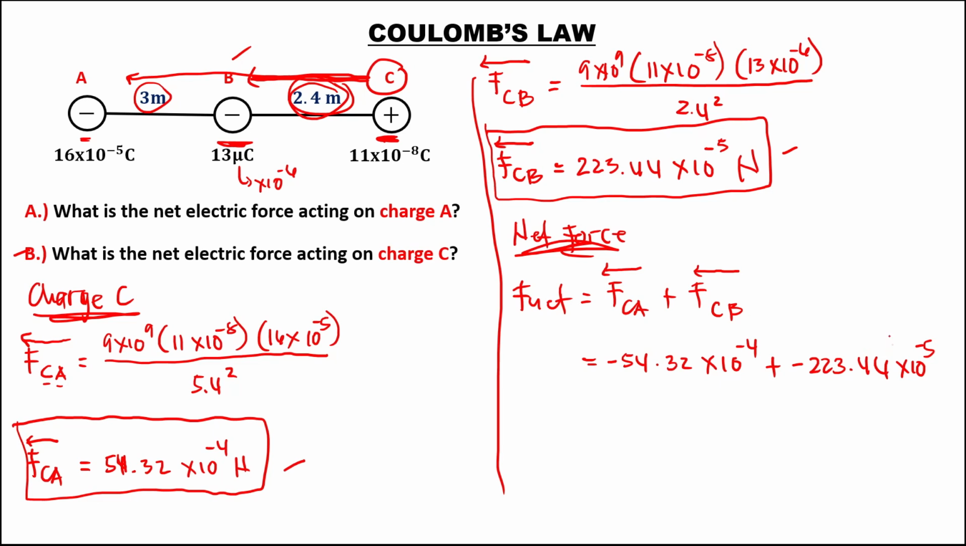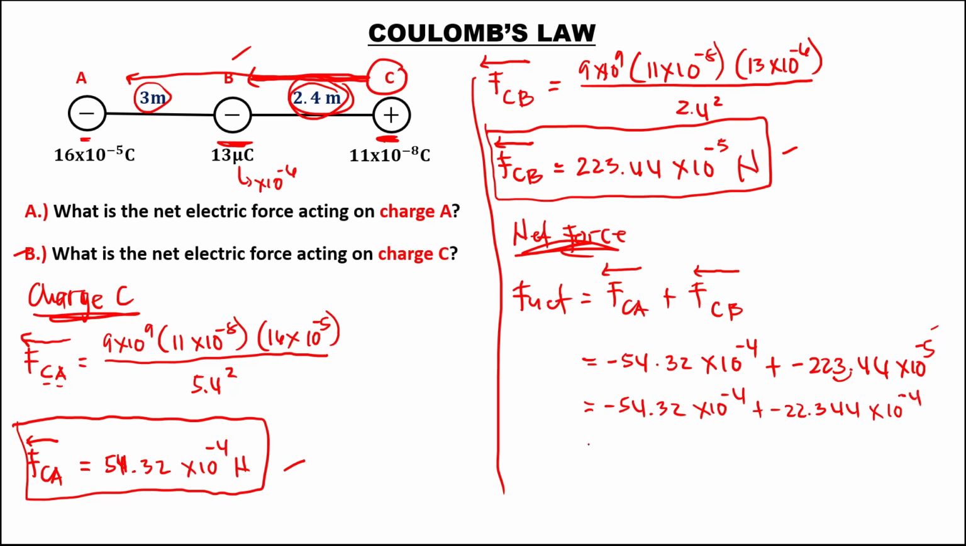So again, since different exponents, we need to rewrite first this given to make these exponents equal. So always work on the smaller exponent and move to the left. So since negative 5 is smaller than negative 4, therefore we need to move once to the left. So this becomes negative 54.32 times 10 to the power negative 4, then plus, this becomes 22.344, then times 10, so this becomes negative 4.